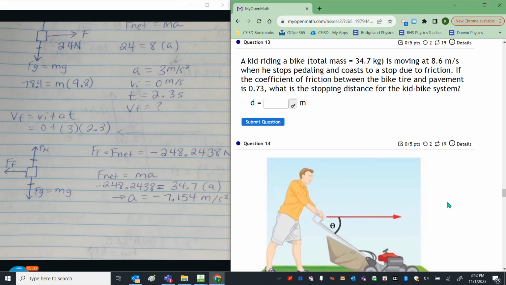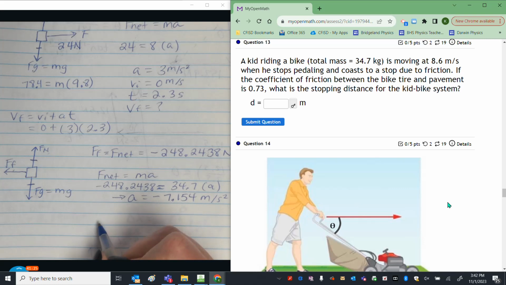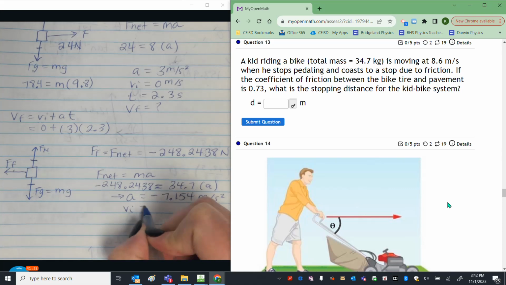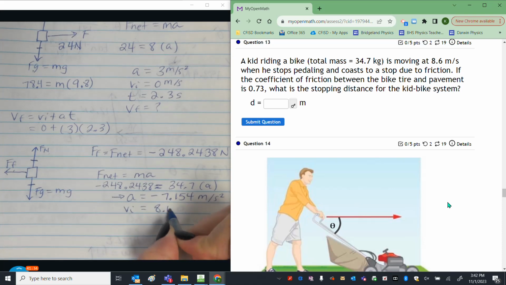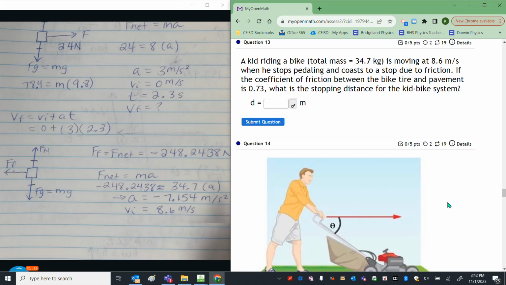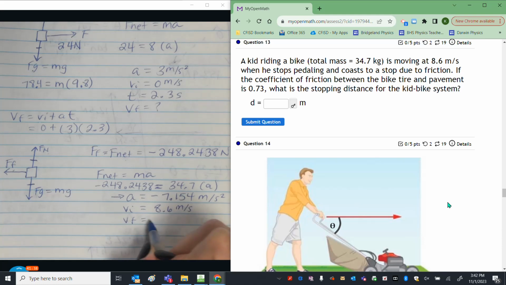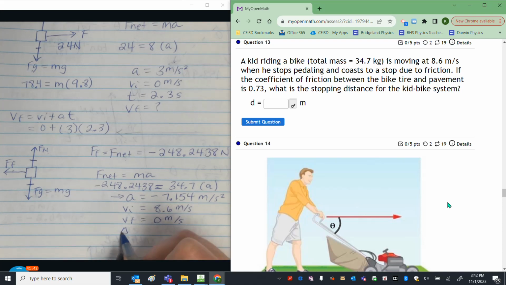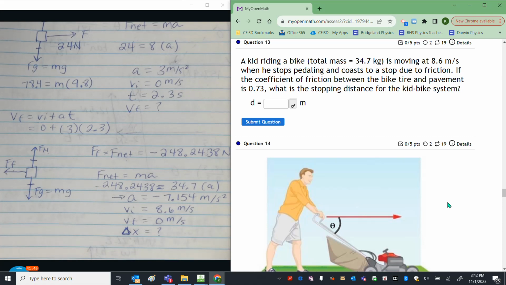Okay, so let's take a look at what else we know besides acceleration. We know that the bike is initially moving at a velocity of 8.6 meters per second. That's in the question. We know that the final velocity is going to be 0 because it talks about it coasting to a stop, and it wants to know what the stopping distance is. How far does it travel until it stops? So we have a, Vi, and Vf. We're looking for delta X. We don't have the time. Could we find it? Sure. We don't need it though.